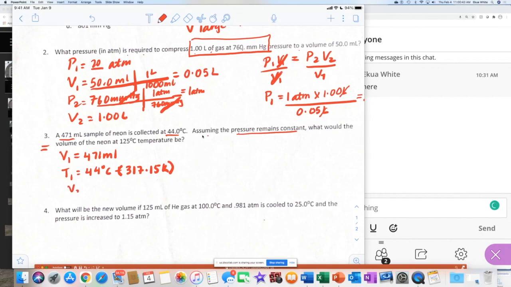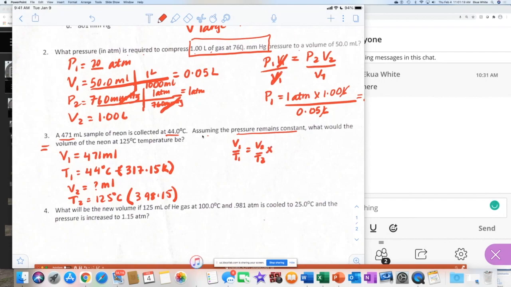So we're looking for volume 2 in milliliters of neon at a temperature 2 of 125 degrees Celsius. This is the same thing as 125 plus 273.15 to convert to Kelvin. We get 398.15. Okay, so V1 over T1 equals V2 over T2. We're trying to solve for what? We're trying to solve for V2.